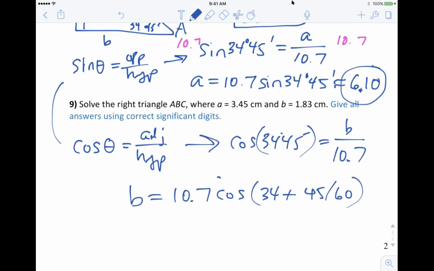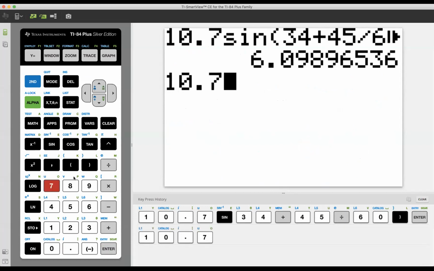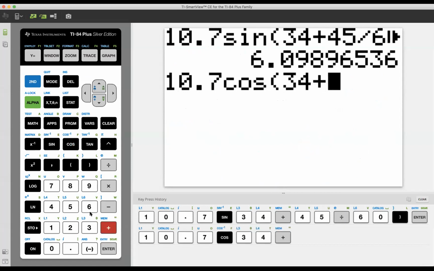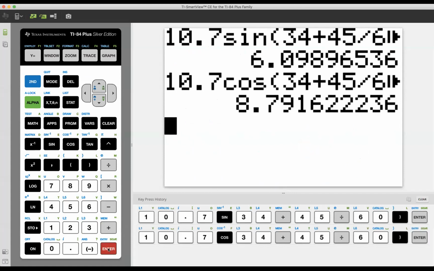Right. So that's going to be 10.7. You can try your own calculator too, just to make sure it's working for you. So again, it looks really similar to the first one, just cosine instead of sine. And we're getting 8.79, 3 significant digits. Okay. And we've solved it, all right? So there would be the solution because we found all the sides and all of the angles, okay?